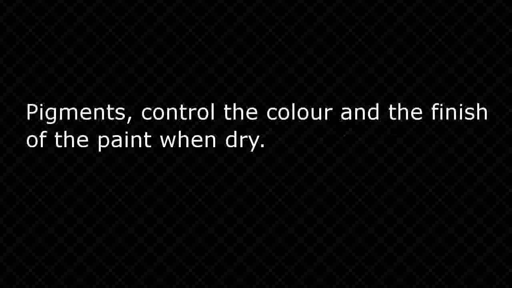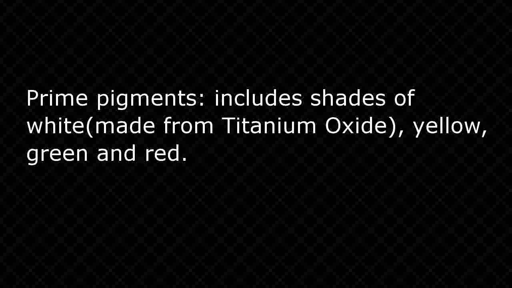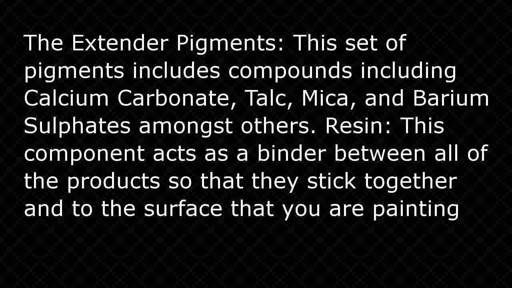What is paint made from? Pigments. These control the color and the finish of the paint when dry. There are different types of pigment. Prime pigments include shades of white made from titanium oxide. Yellow, the extender pigments. This set of pigments includes compounds such as calcium carbonate, talc, mica, and barium sulfates, amongst others.